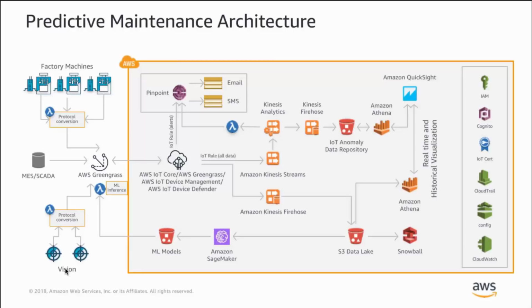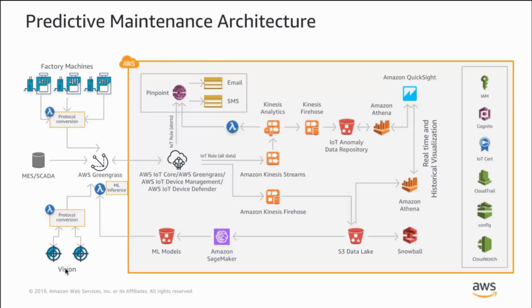This solution also integrates with the IoT device management, so it allows you to do bulk provision and over-the-air update of devices. Now, in this solution, an IoT rule has been set up with an action to send messages to other services, and you can see here it's sending to Pinpoint to send messages and alerts, but also it's going to our Kinesis and Kinesis Analytics systems. The data can be persisted here as well, so you can see a data lake and an anomaly data repository. So you can have the messages being stored for use later.